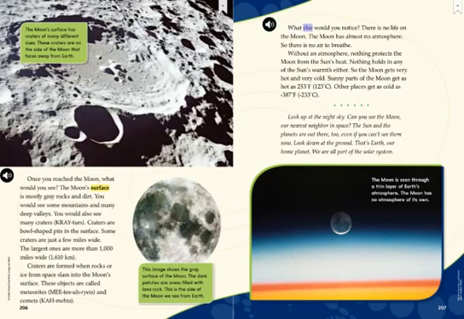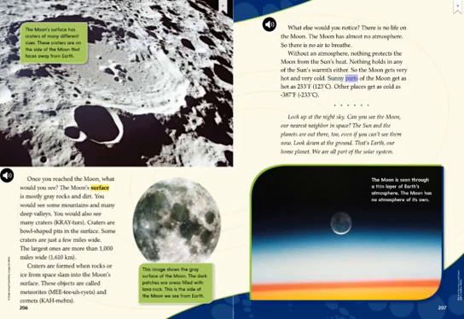What else would you notice? There is no life on the moon. The moon has almost no atmosphere, so there is no air to breathe. Without an atmosphere, nothing protects the moon from the sun's heat. Nothing holds in any of the sun's warmth either, so the moon gets very hot and very cold.